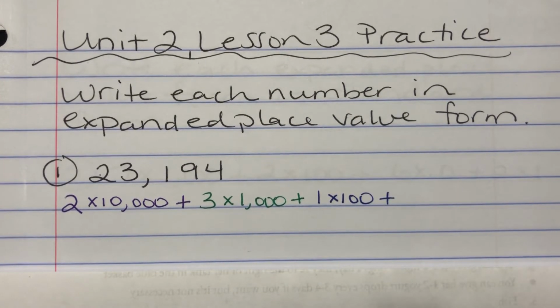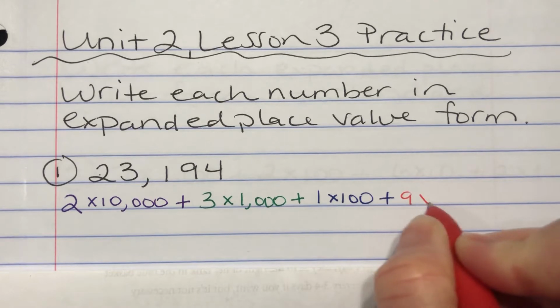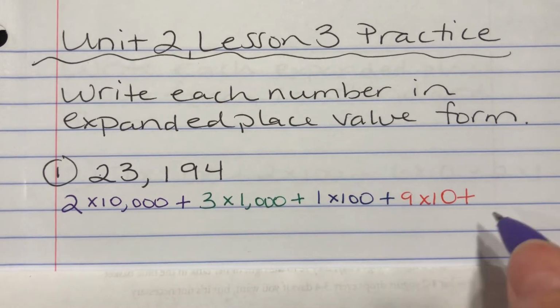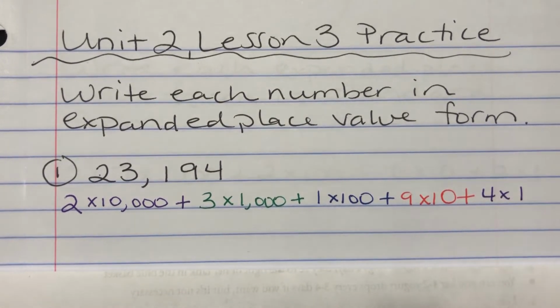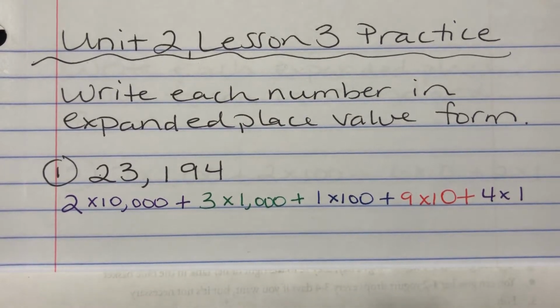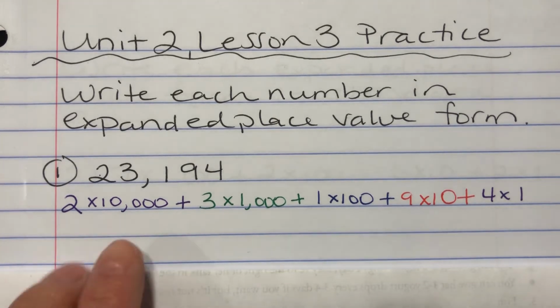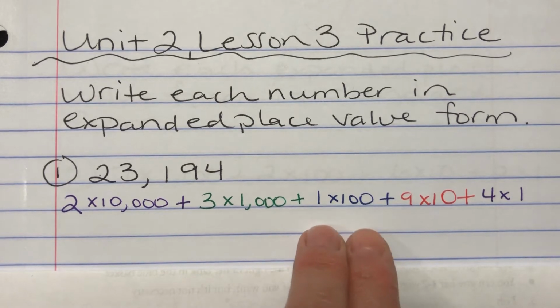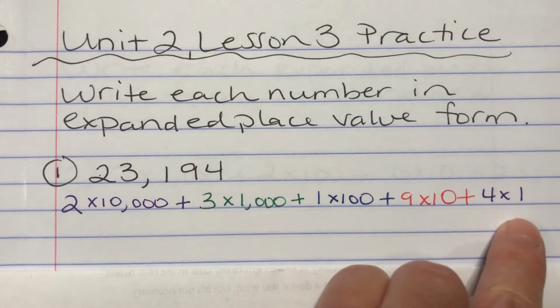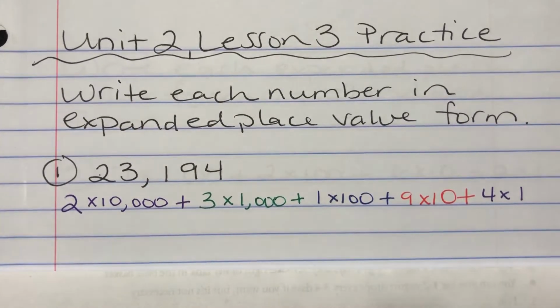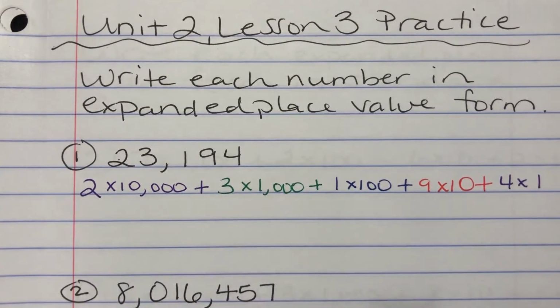That 9 is in the tens place, so I would represent that as 9 times 10. And this 4 is in the ones place, so I would represent that as 4 times 1. So this is expanded place value form. If I just wrote it in expanded form, I could write this as 20,000 plus 3,000 plus 100 plus 90 plus 4. That would be regular expanded form. I know that 5th grade standards focus on expanded place value form, being able to recognize that this and this represent the same thing.